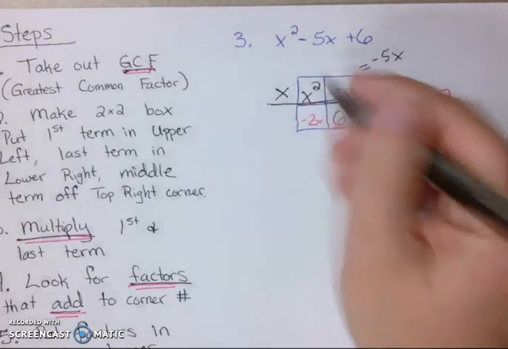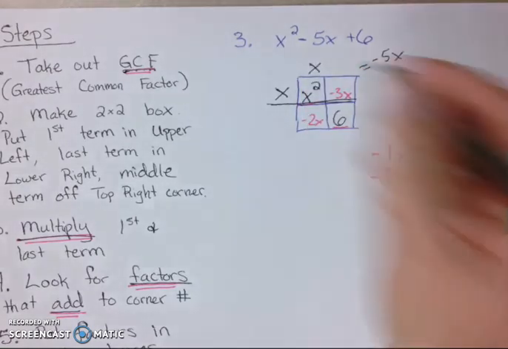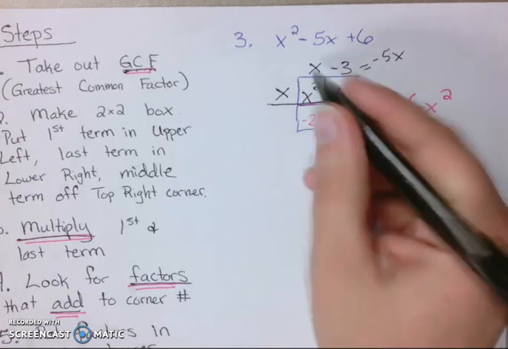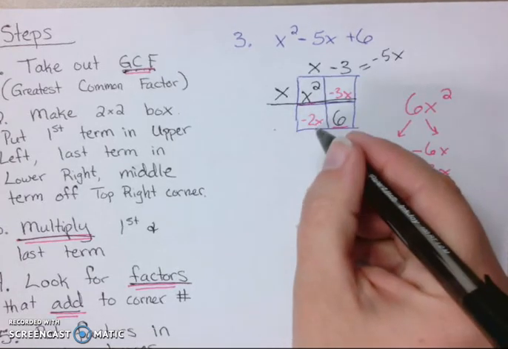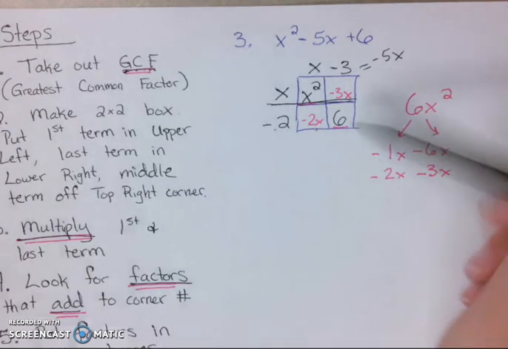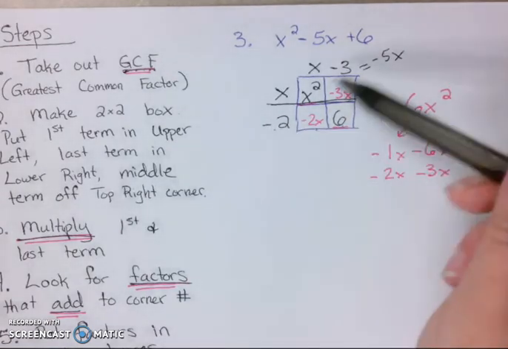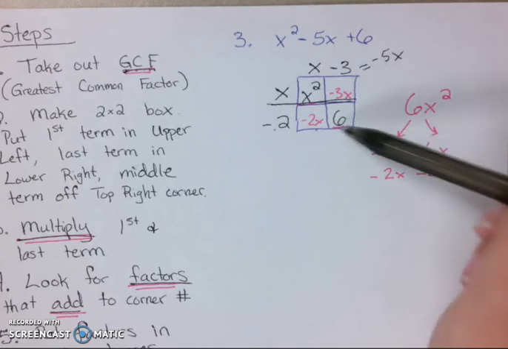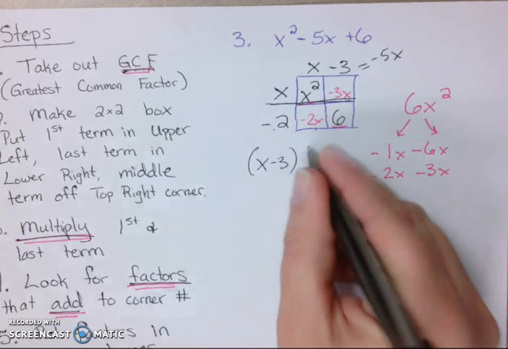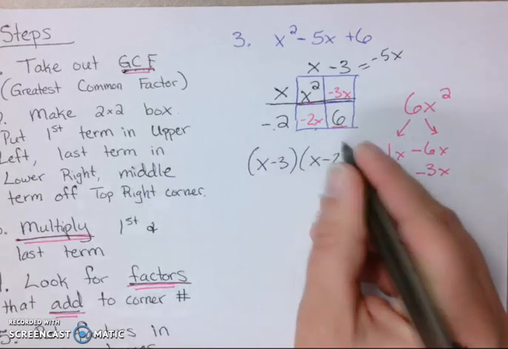Step 7, x times x is x squared. X times negative 3 is negative 3x. X times what is negative 2x? Well, x times negative 2. And then notice this last one is correct. To get 6, you take negative 2 times negative 3 is positive 6. So I did it right. So we get x minus 3 times x minus 2. There we go.